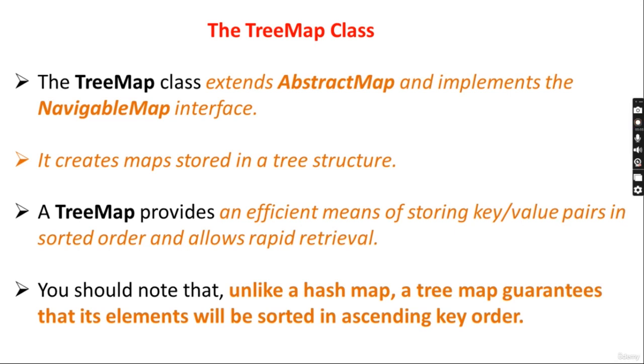Now, the TreeMap class. The TreeMap class extends AbstractMap and implements the NavigableMap interface. It creates maps stored in a tree structure. So TreeMap, as the name suggests, is in tree structure. It provides an efficient means of storing key-value pairs in sorted order and allows rapid retrieval.